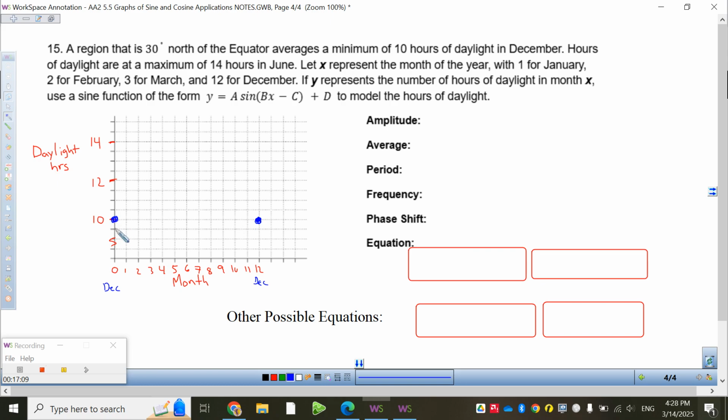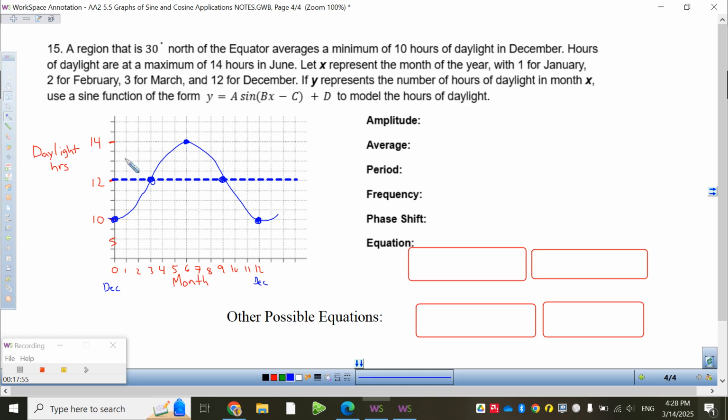So we could have these 2 points here. Okay? All right, so those are our minimums of 10, and then we have a maximum of 14 in June, so that's our 6th month. So we have a maximum of 14 here. And that lets us know a lot of info. So our midline here is right in the middle, so that's 12, right in the middle of 10 and 14. Okay, and that means we're going to have, in March, an average value of 12, and in September, an average value of 12. And I'm going to go ahead and graph my cosine function now on here. Okay, so it looks something like that.